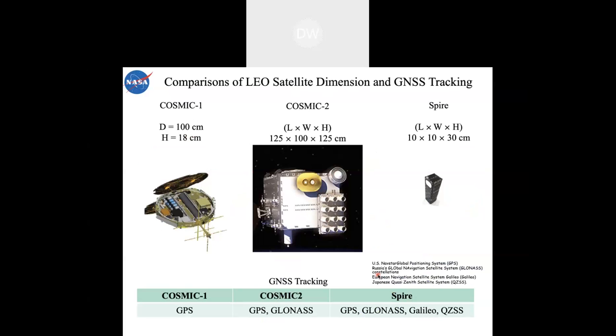You can see the hardware progression from meter-cube size to 3U, which is 10 by 10 by 30 centimeters. Also the capability, what signals you can track. In the early time it was GPS signal only, and Cosmic 2 right now is producing GLONASS and GPS. Spire has reported tracking of three systems, with slightly different frequencies and different constellations from those GNSS networks.